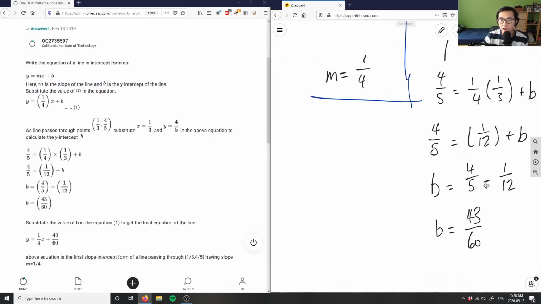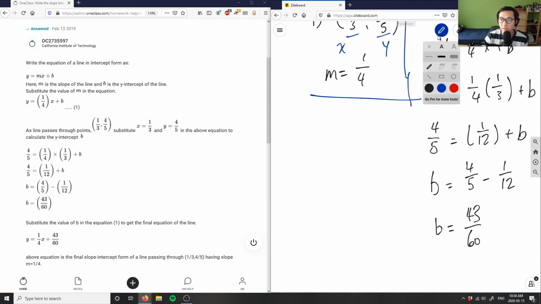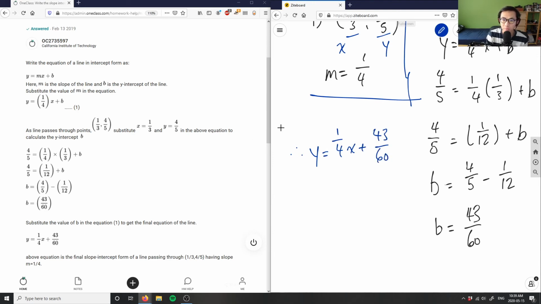And finally, I can write down the equation of my line, right? So therefore y equals, my slope was 1/4, x plus 43/60. And this is my solution for the equation of the line. Again, they got the same solution as well, so the solution here is correct.